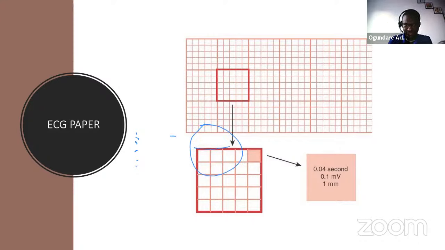You have 0.04 seconds and 1 mm. What they don't put here for you is the calibration for the large box, but I believe you know that by now. The large box is going to be 0.2 seconds, and the mm is 5 mm. Okay, I believe we all know that by now.